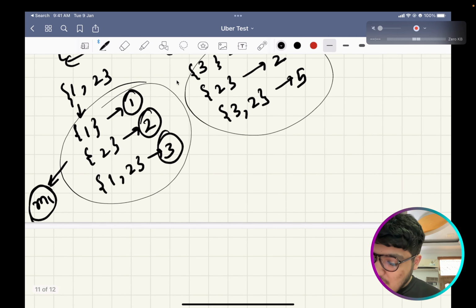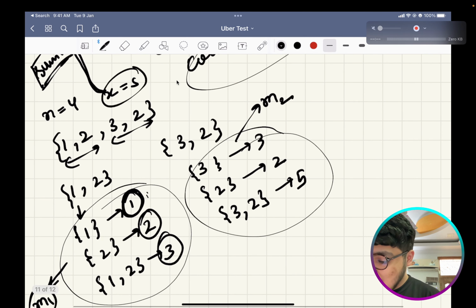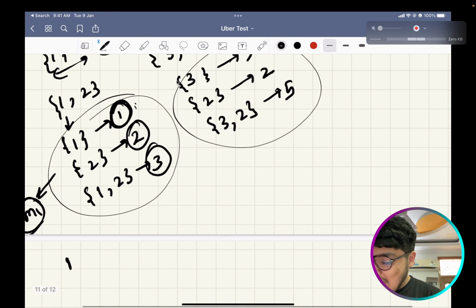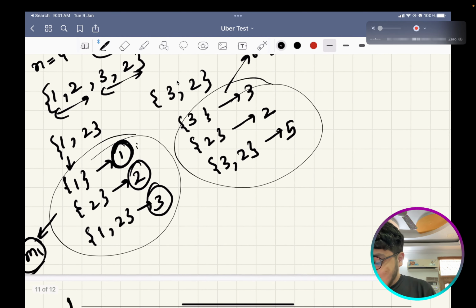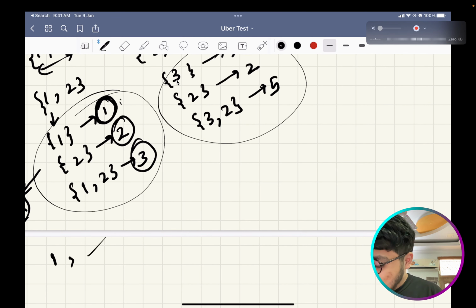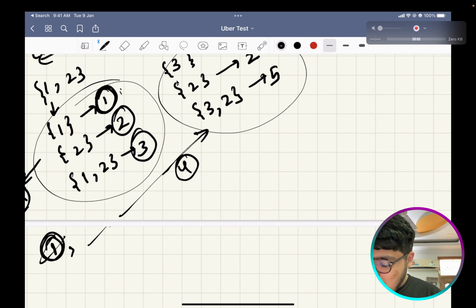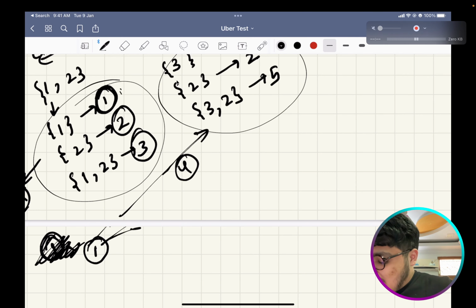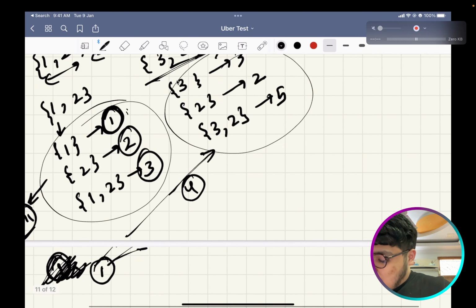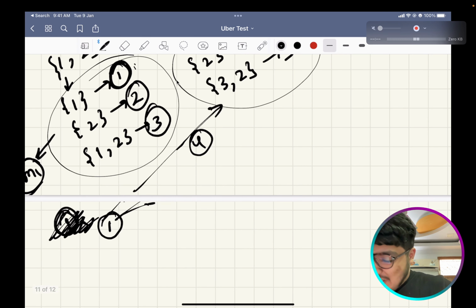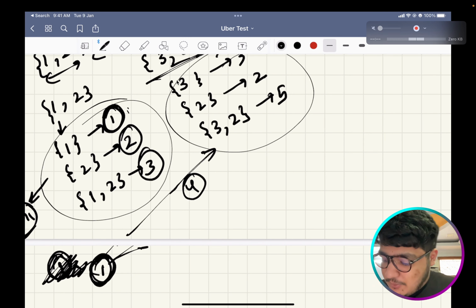Now I will start iterating over these values of m1. First of all 1 will come, so I'll check for x minus 1, x is 5, so x minus 1 would be 4, so I'll check for 4 here. 4 is not here, so this 1 won't be counted because 1 can't match any subset from the other set so as to achieve the value of x, which is 5. So 1 won't be contributing to our answer.